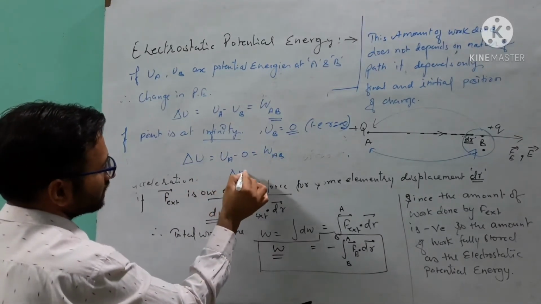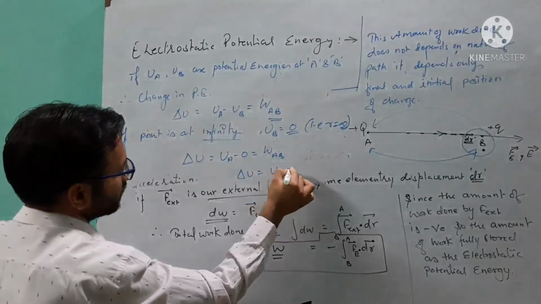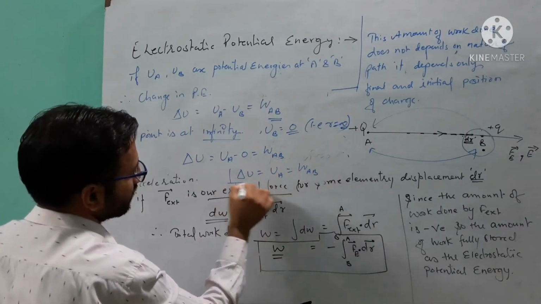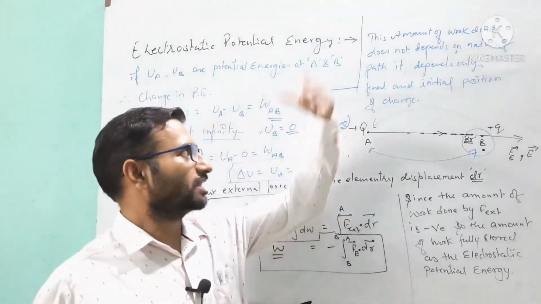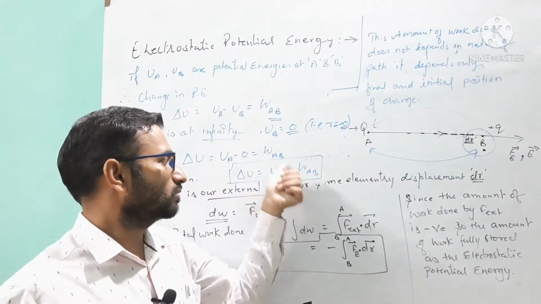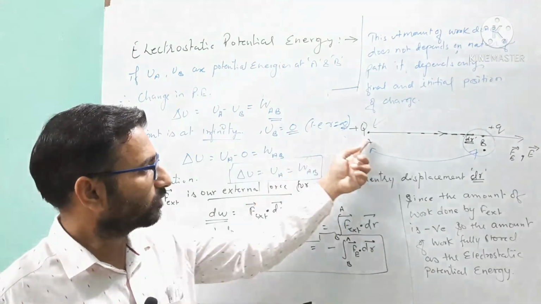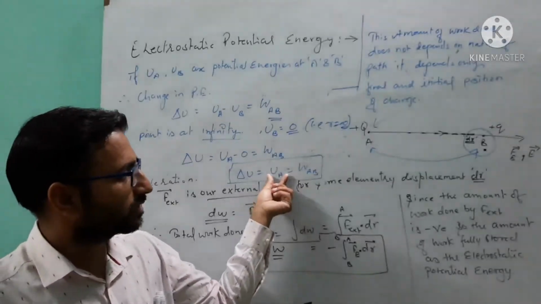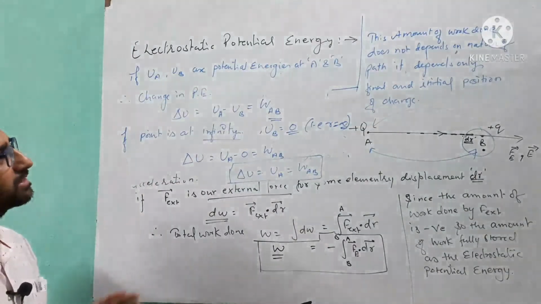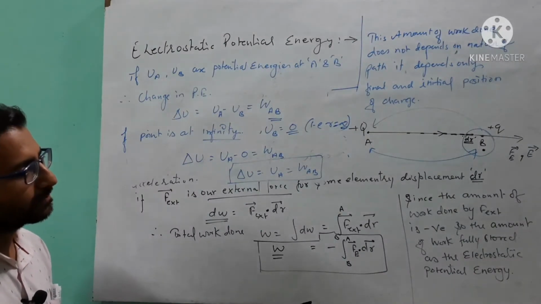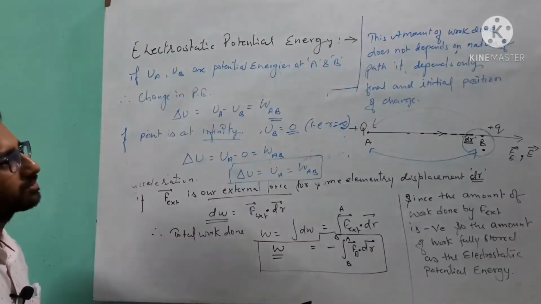So delta U can be written as UA is equal to WAB, which means that the amount of work done to carry the charge from point B, which is at infinity, to any point A is equal to the potential energy stored at point A, or you can say the electrostatic potential energy of point A, got it? So this is the explanation about electrostatic potential energy. After that, we will talk about the next topic. Okay, so for that, pause the video and note down.